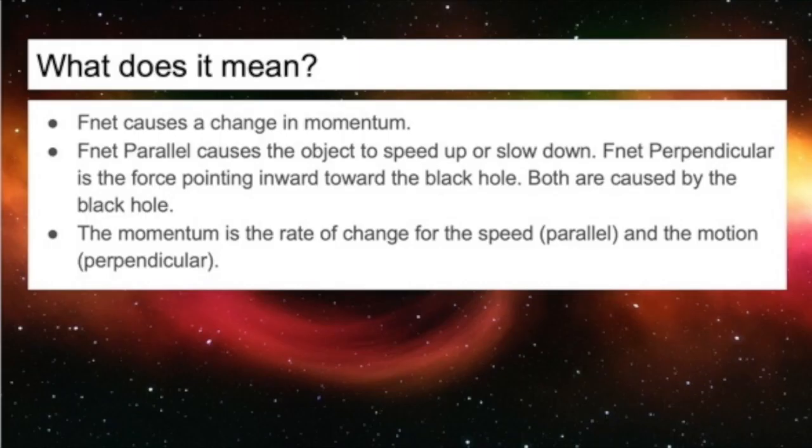Overall, F net causes a change in momentum. F net parallel causes the object to speed up or slow down. F net perpendicular is the force pointing inward toward the black hole, and both are caused by the black hole. The momentum is the rate of change for speed in the parallel and the motion perpendicular.